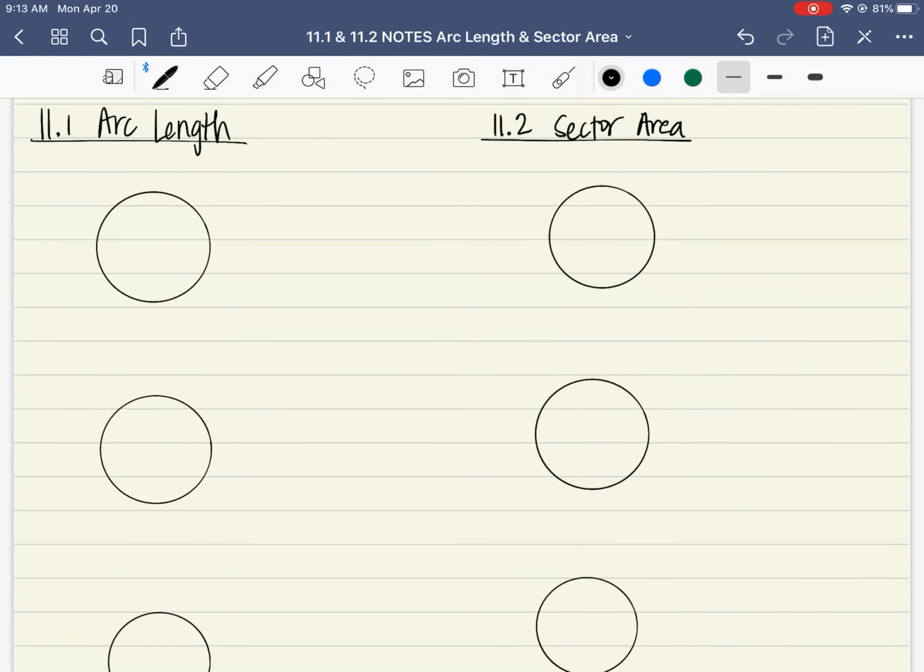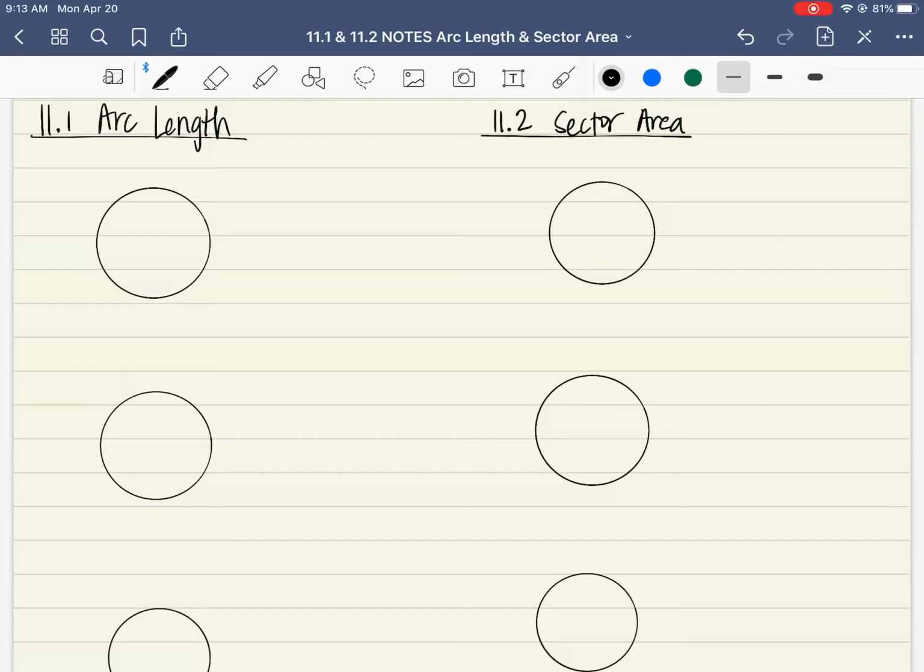So let's jump down, find arc length and sector area. Again, this one's just a matter of using the formulas today. You're just going to practice with the formulas. So first of all, the arc length. Again, the arc length is just a fraction of the circumference.